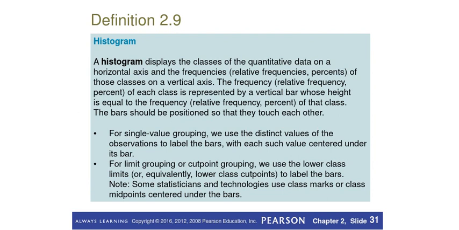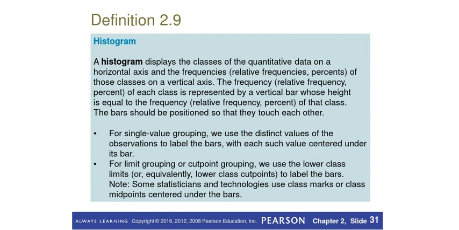The reason for that is if our numerical data, right, we count numerically and there are no gaps between our numbers, we want to make sure that we're not missing things. Unlike our qualitative variables, which have no touching points, right? Numbers do. So for a single value grouping, we use distinct values or observations and label the bars and just make basically a bar graph with the bars touching. For limit grouping or cut point grouping, the lower class limits form the marks that we put along our horizontal axis.